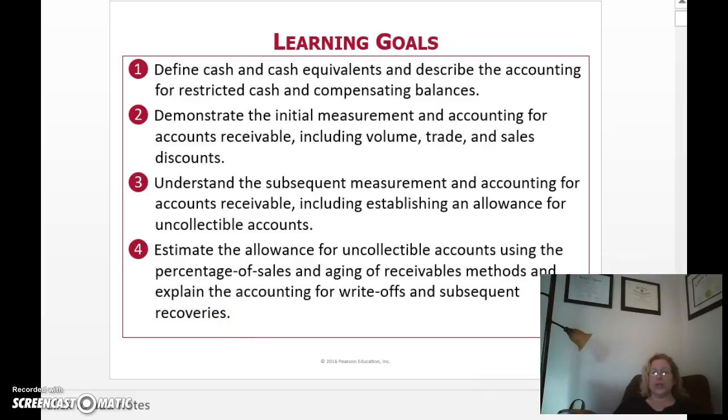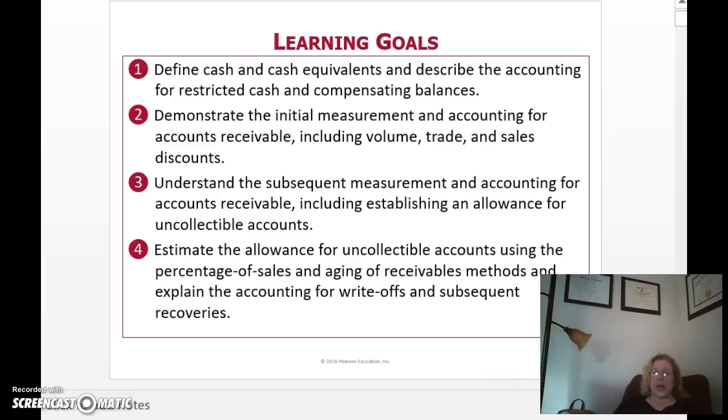Learning Goal 2 specifically addresses the initial measurement of accounts receivable, including topics such as trade and volume discounts, as well as sales discounts. You need to be aware of the differences between the two types of discounts. Accountants account for sales discounts in two ways, and you need to be familiar with both.